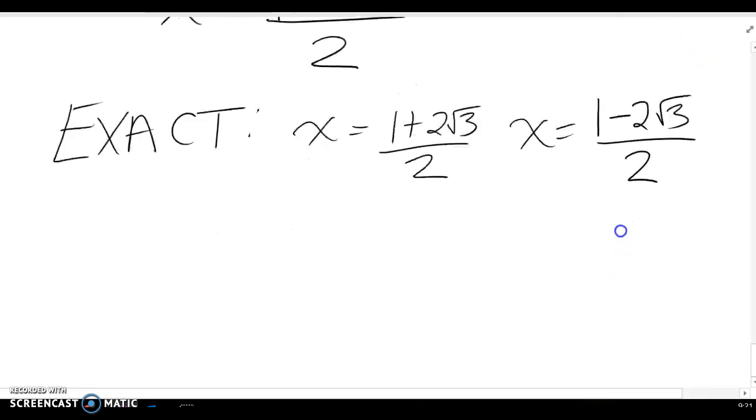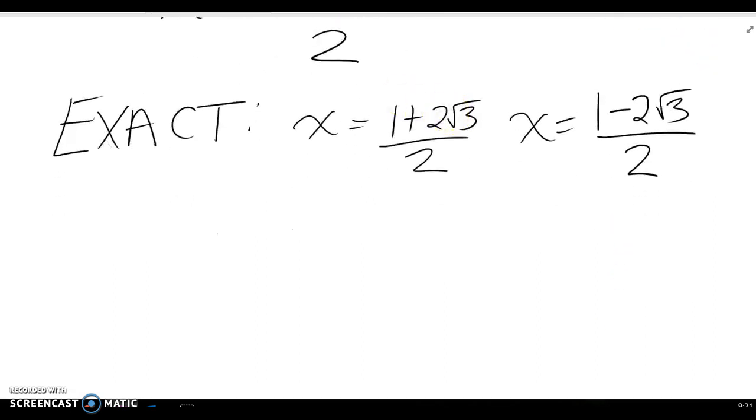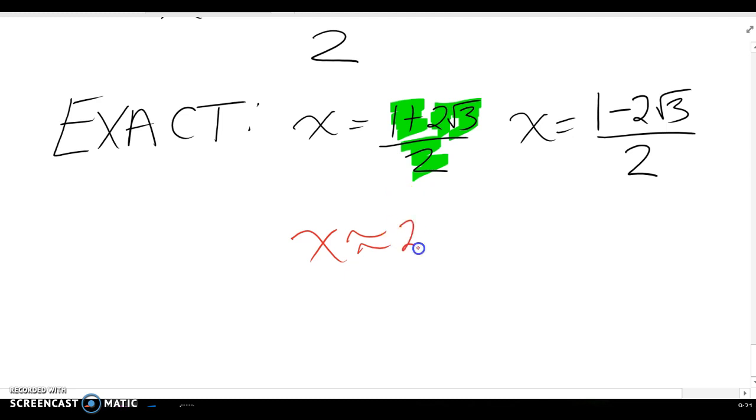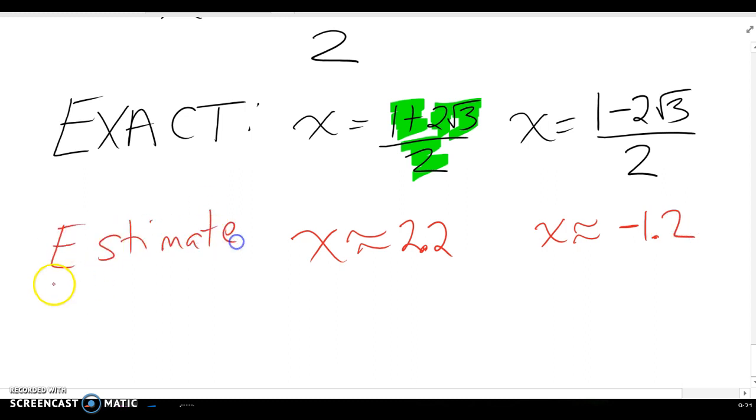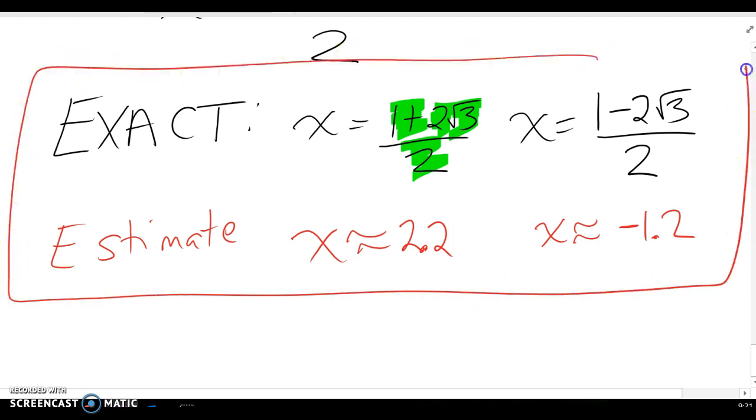If I was asked to estimate those, I would substitute into the calculator the square root of 3 times 2 plus 1 divided by 2. And I would get x is approximately 2.2. When I do the same thing for 1 minus 2 square root 3 divided by 2, x is approximately negative 1.2. And this would be my estimate. So these would be the solutions to this quadratic equation that could not be factored.